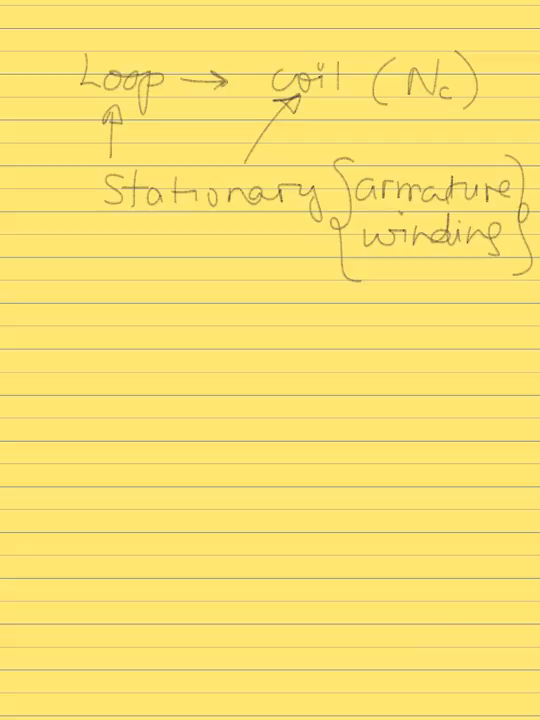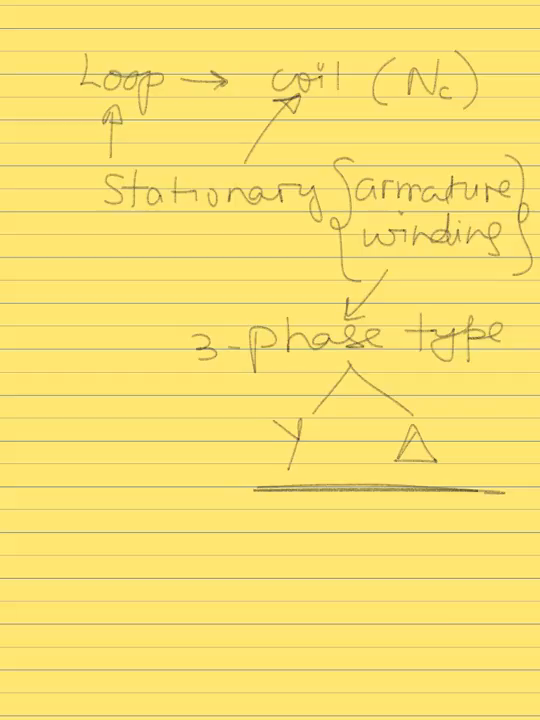And this armature winding is of a three-phase type. We talked about the two types of connections for three-phase systems, the Y connection and the delta connection. Please refer to the notes to make sure you review this. Okay, so the armature winding is three-phase. The rotating magnetic field produced from the field winding is able to induce voltage in the three phases of this armature winding.